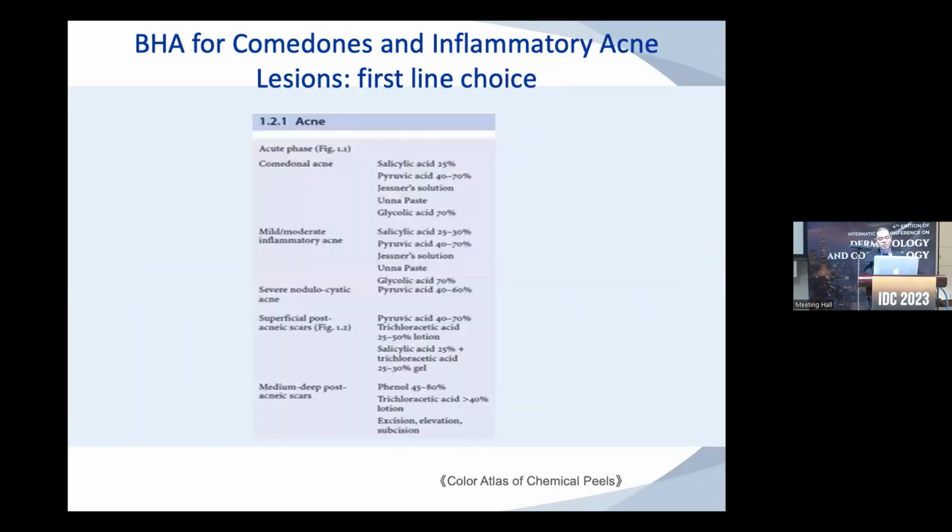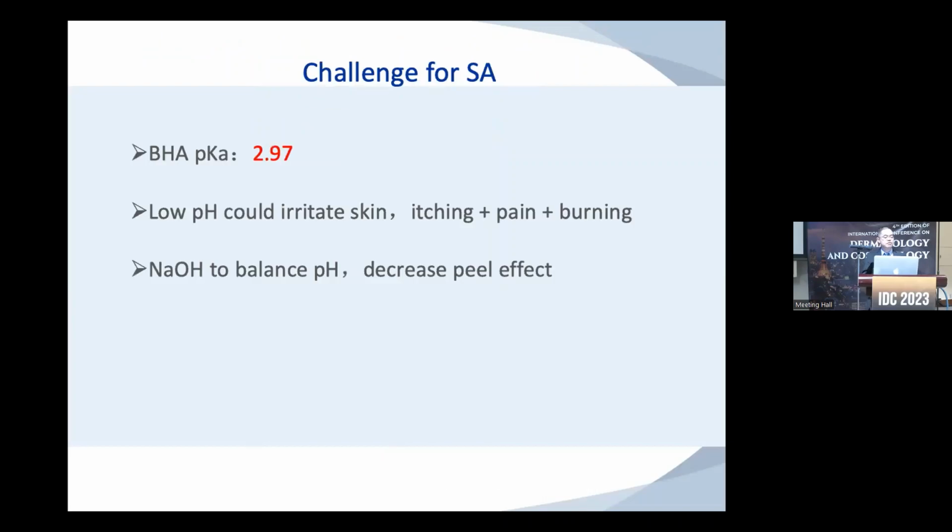This is a review: BHA is the first line for comedones and acne, especially comedonal lesions and mild to moderate acne lesions. The challenge for SA is that salicylic acid has a very low pH value. The pKa value is 2.97, so it can irritate the skin and induce itching, pain, and burning. Sometimes products add sodium hydroxide to balance pH, which decreases the effect.